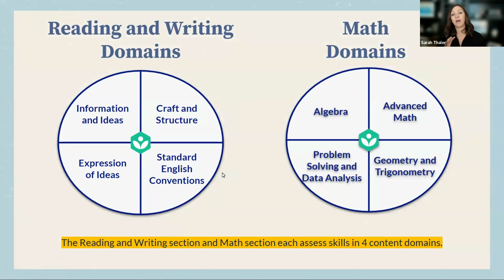Now let's pivot to talk about the digital SAT prep courses and how they're organized. You'll see that they're really rooted in how the SAT has been developed. As you likely know, there are 2 sections of the SAT: a reading and writing section, and a math section. Each section assesses skills in 4 different content domains. For example, in the reading and writing section, the content domains are information and ideas, craft and structure, expression of ideas, and standard English conventions. And then you can see the 4 for math. So this is consistent in how the SAT is developed with these 4 content domains.